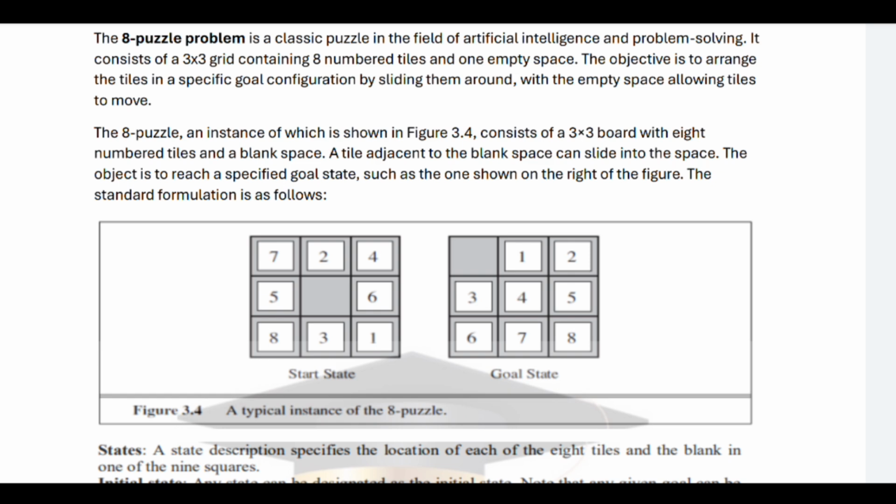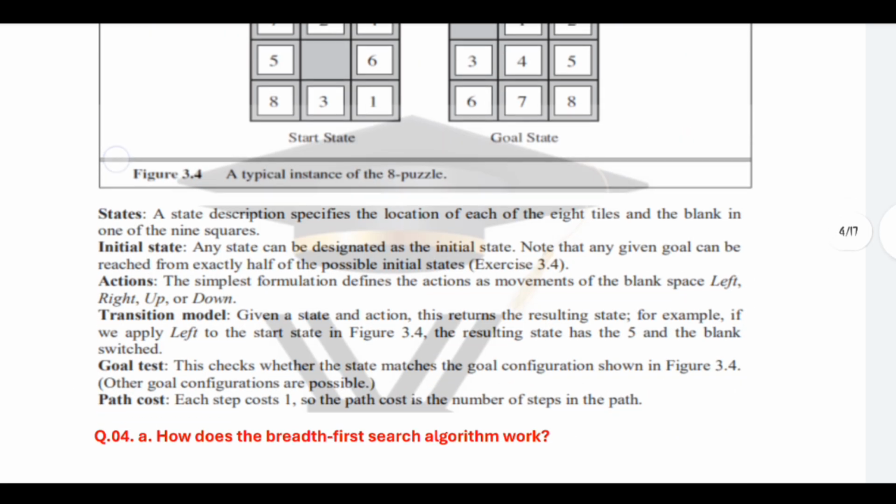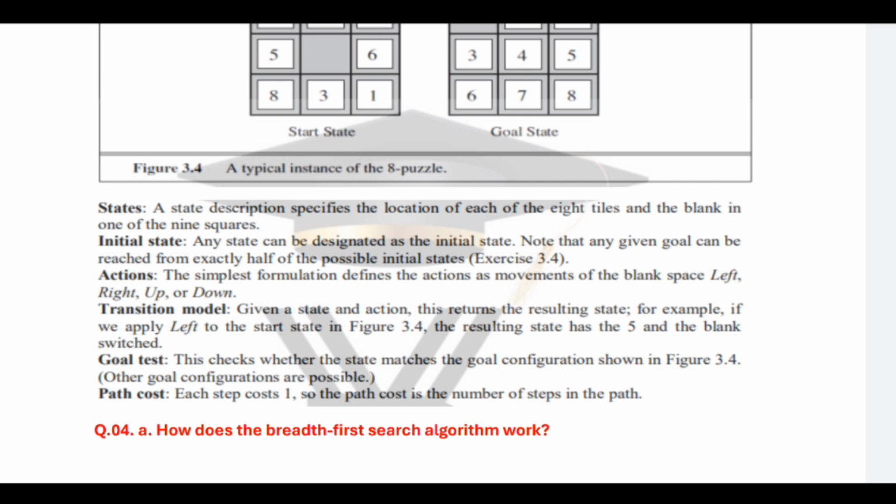So the given space is used to adjust the remaining numbers. We first have the starting state, where the numbers are randomly given. But if you see the goal state, here the sequence is given correctly: 1 2 3 4 5 6 7 8. So the starting state is random, and that is the starting state and goal state. Here it explains the states: initial state, actions, transition model, goal state and path cost.